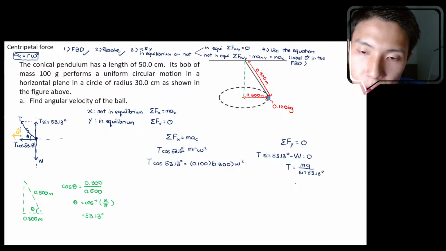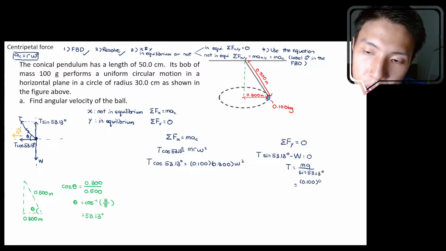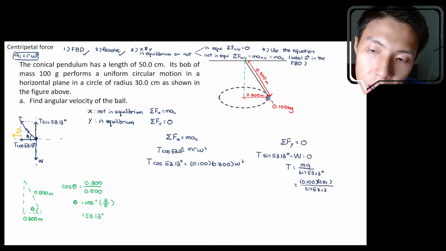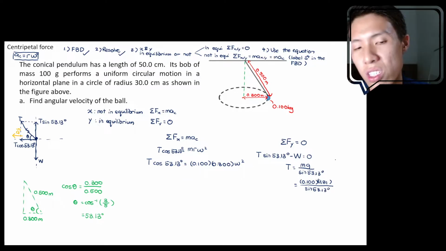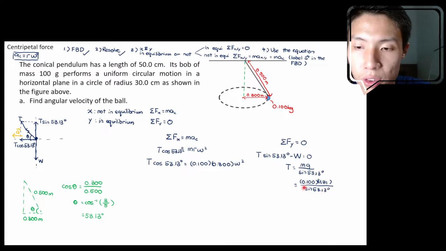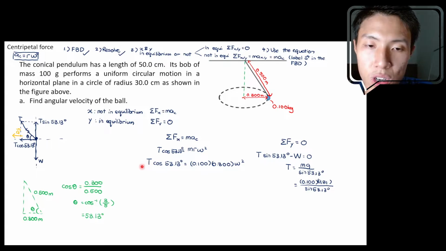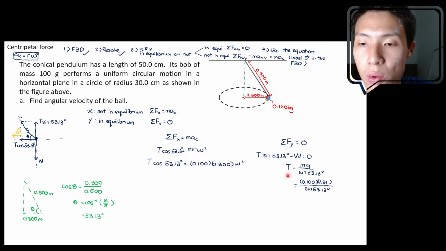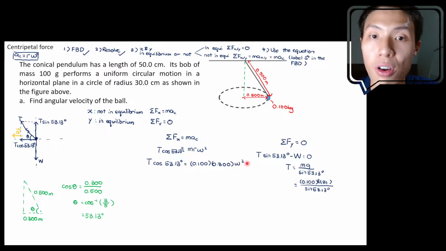If you proceed with the calculation, this is 0.100 times 9.81 divided by sine of 53.13. It's not a must for us to finish the calculation until we get an answer, because that's not the thing that we want. Instead, what we can do is just substitute this value over here into this equation over here to replace the tension. Now we reduce from two unknowns to one unknown left. Then we can get the answer for angular velocity.